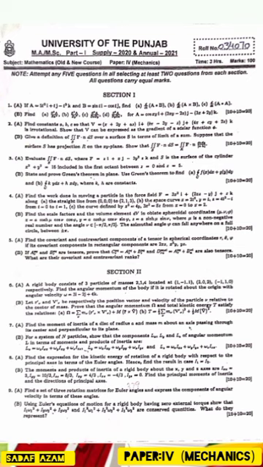Find a set of three rotation matrices for Euler angles and express the components of angular velocity in terms of these angles. B. Using Euler's equations of motion for a rigid body having zero external torque, show that I1 ω1² plus I2 ω2² plus I3 ω3², and I1² ω1² plus I2² ω2² plus I3² ω3² are conserved quantities. What do they represent?